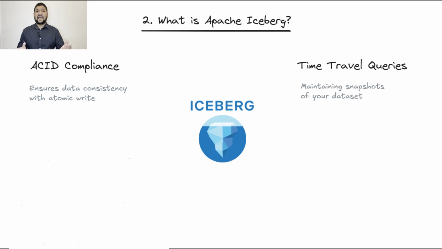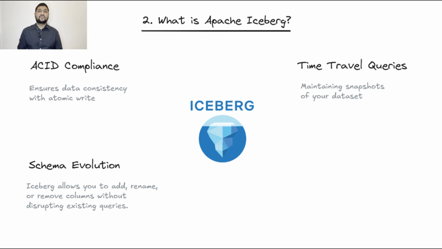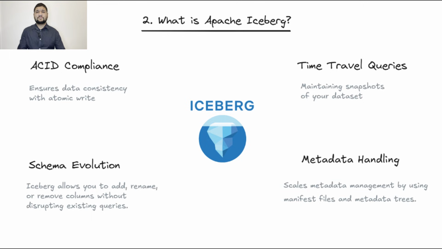Time travel queries. Ever wondered how to query your data as it looked last week or last year? Apache Iceberg enables you to do this by maintaining a snapshot of your datasets. Schema evolution: changing schemas without downtime. Iceberg allows you to add, rename, or remove columns without disrupting existing queries. Metadata handling: Iceberg scales metadata management by using manifest files and metadata trees. This ensures fast query performance even for datasets with billions of files.